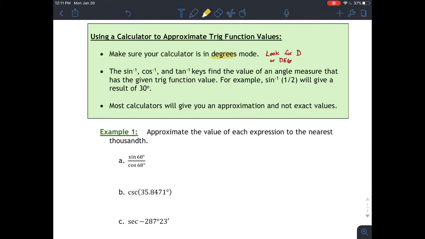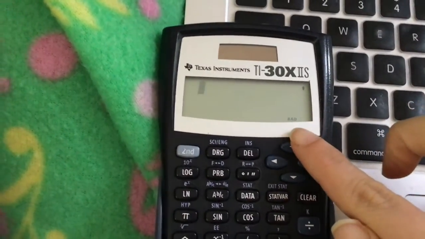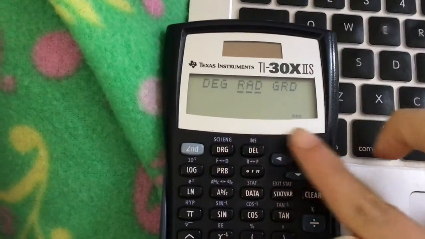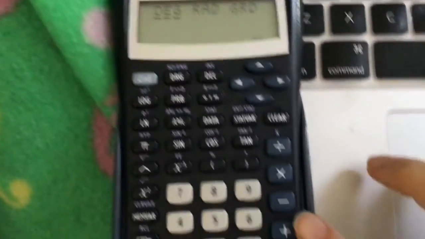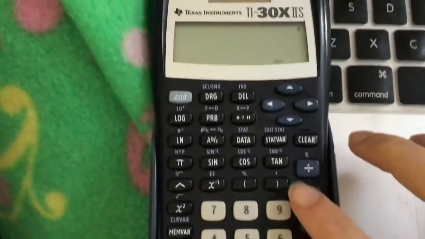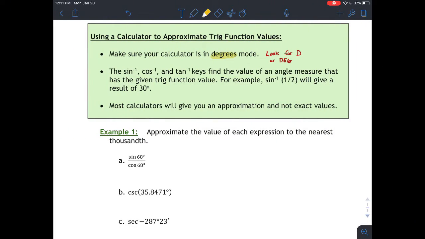So let me show you how to check on a calculator like mine. Mine says it's in radians mode right now. So if I go to this DRG menu at the top and arrow over, I can switch it, hit equals, to degrees mode, and it'll be all good. Now it says DEG at the bottom.